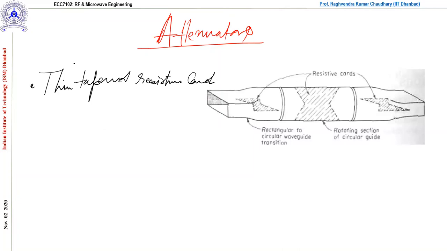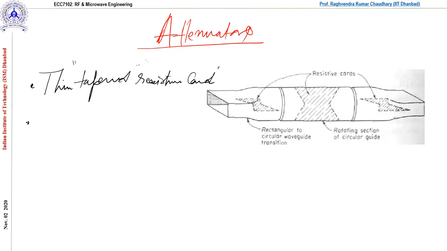Now there are two terms, one is the tapered, another is the resistive card. Tapering means gradual change in input impedance. Okay, smooth transition is there, and the resistive card itself provides some absorption. So the combination of both provides excellent attenuation. Fine.